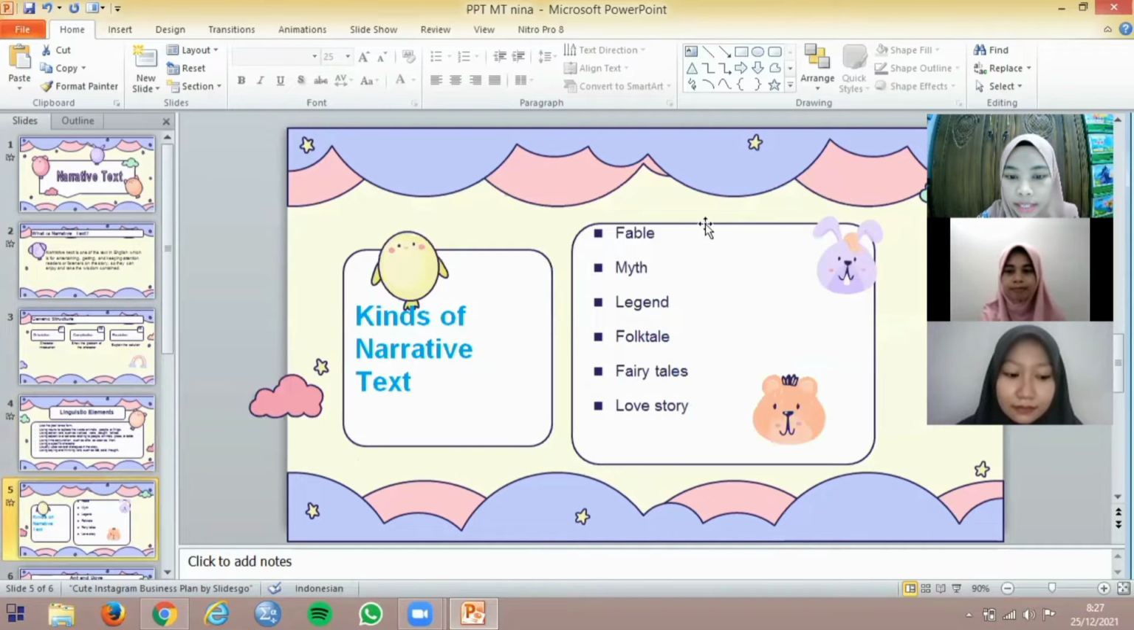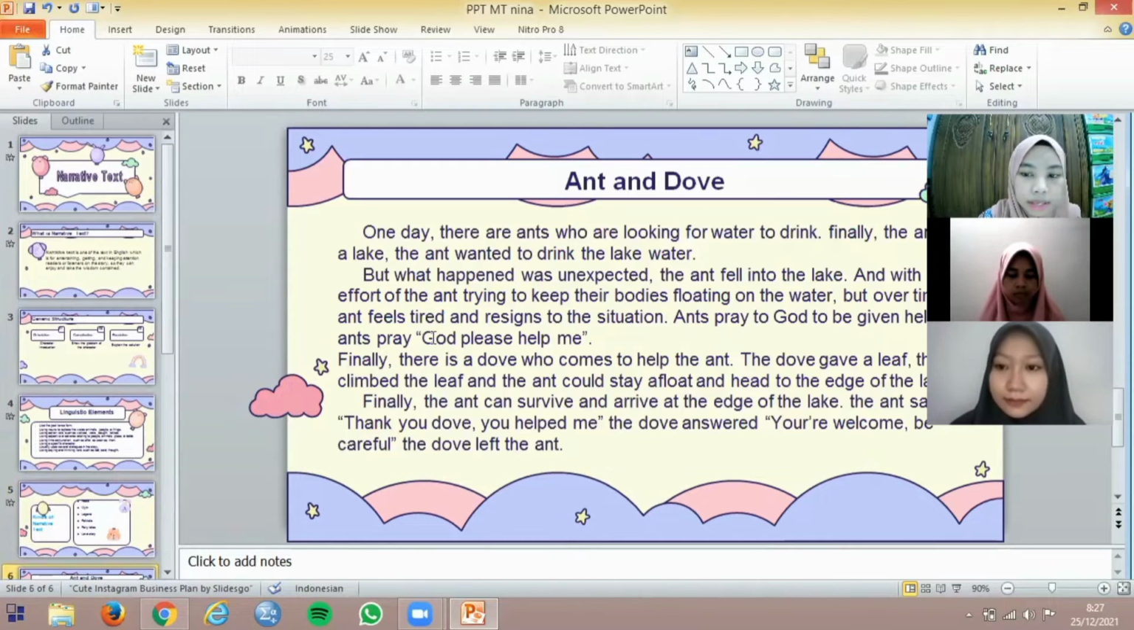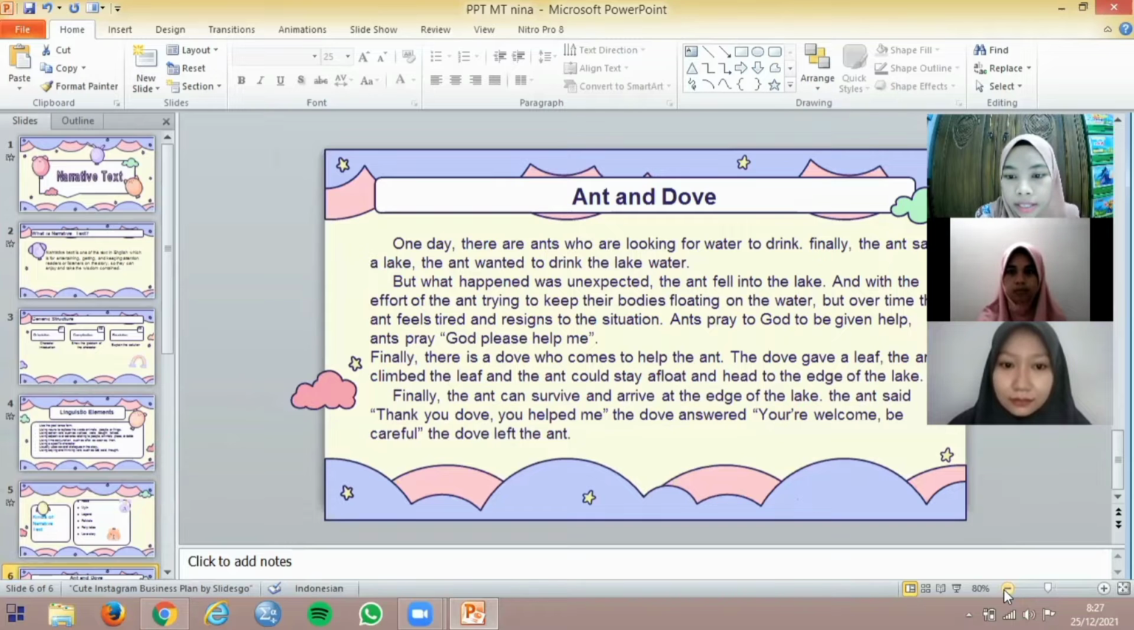Okay, the next explanation is about kinds of narrative text. So, narrative text also has several kinds. The first is fable, the second myth, legend, folktale, fairy tale, and love story. Okay, the next is this is the example of narrative text. Can you read this text? Maybe Lydia. Yes, Miss.